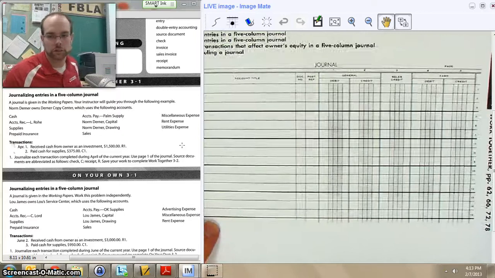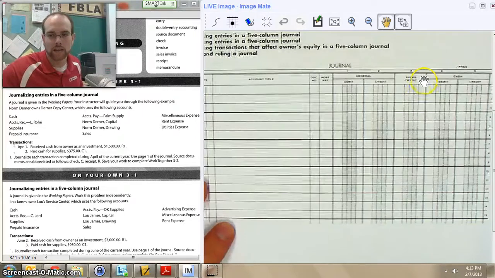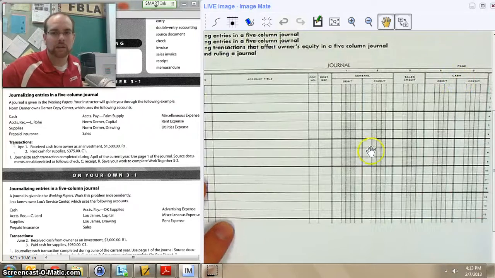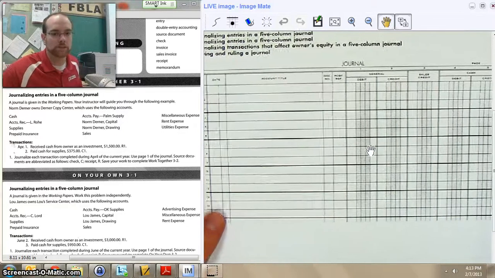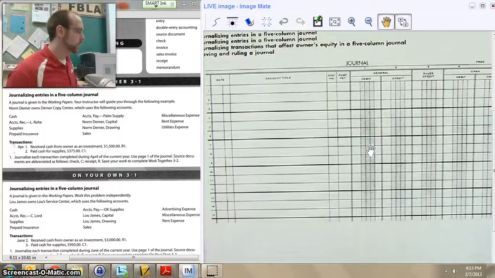We take a look at this journal here, and you'll take a look per line. We already have a cash column here designated for a difference in cash. What we don't have is a column associated with the capital account. So I'm going to go through these first two transactions. Let's fill them out together.